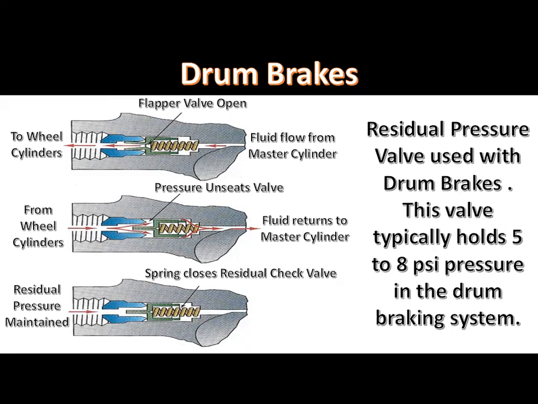Some drum brake master cylinders have a residual valve at the outlet connected to the drum brakes. This residual valve is only used for drum brakes and maintains a slight pressure in the brake system that keeps the wheel cylinder cups expanded outward to provide improved cup sealing. Other brake systems have wheel cylinder cup expanders in place of the residual valve.